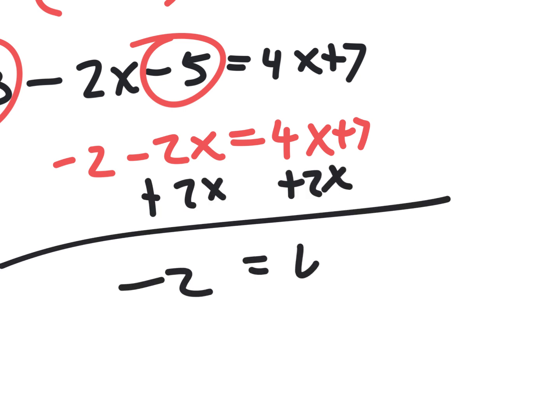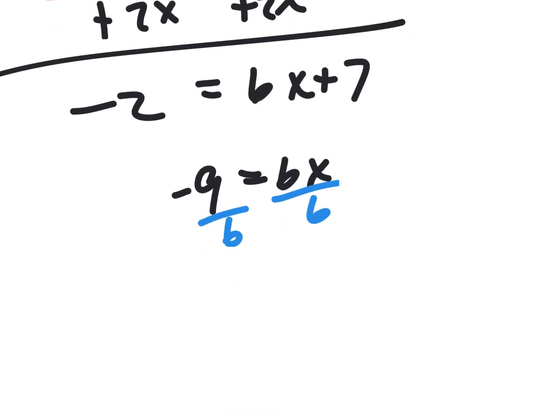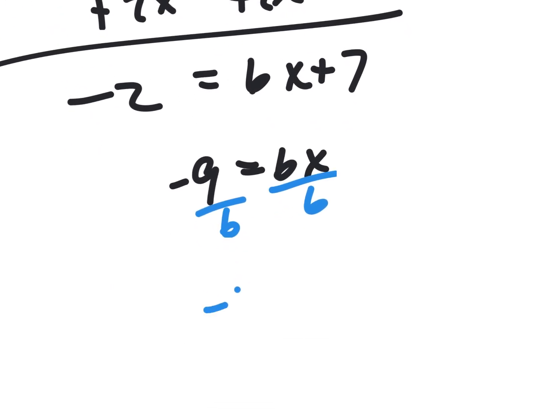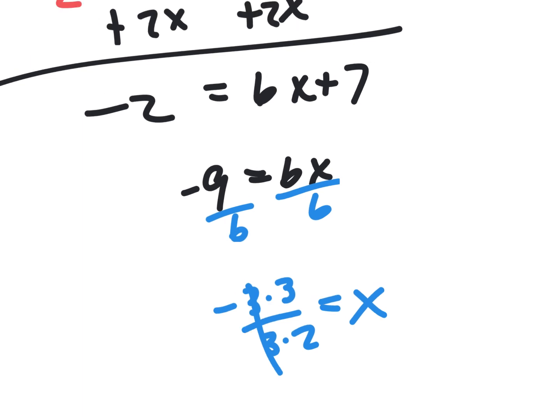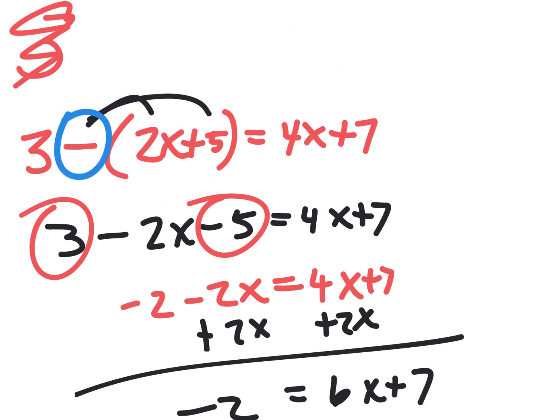Negative 2 equals 6x plus 7. Subtract 7 from both sides. I got negative 9 equals 6x. Then I'm dividing both sides by 6. Negative 9 over 6 is the same as, well, I better make sure I don't screw this up. 3's cancel. Negative 3 over 2. So it's just an equation, and the classic mistake, honestly, is forgetting to distribute this negative to the 5. Tons of kids get that wrong because they don't distribute the negative to both things.